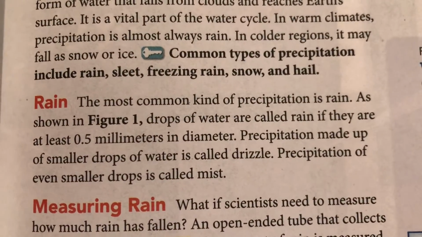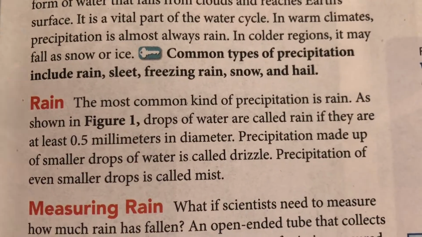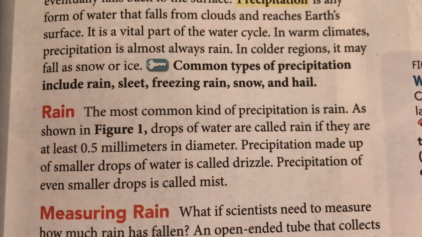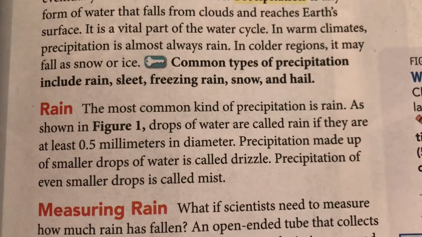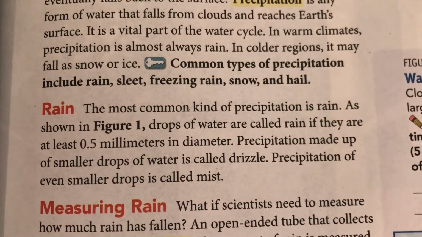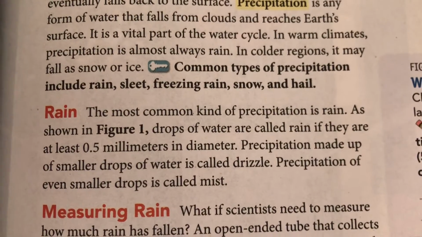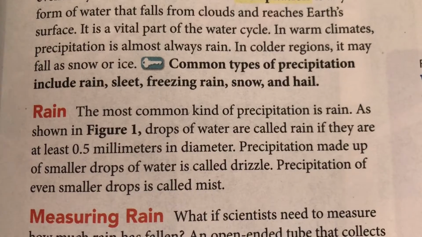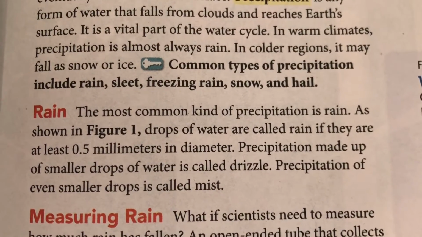Rain, the most common kind of precipitation, is rain. As shown in Figure 1, droplets of water are called rain if they are at least 0.5 millimeters in diameter. Precipitation made up of smaller drops of water is called drizzle. Precipitation of even smaller drops is called mist.